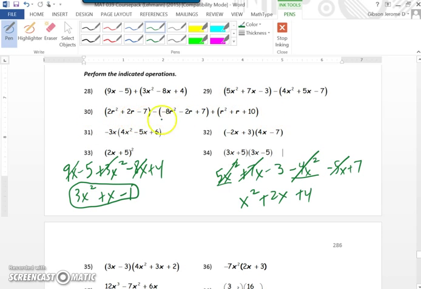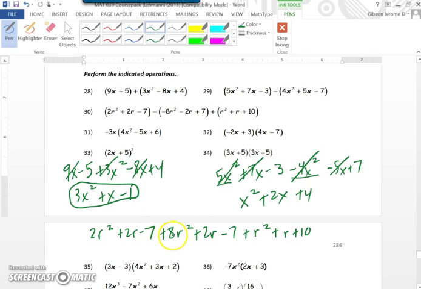Now, if you look here at problem 30, 30 is basically a combination of problems 28 and 29. Again, this first parenthesis, we would just drop the parenthesis. So we had 2r² + 2r - 7. The second parenthesis, since we have a minus sign in front of it, we would change the sign of everything inside that parenthesis. So this would become a positive 8r² + 2r - 7. And then the last parenthesis, since it has a plus sign in front of it, we would drop the parentheses and keep all of the signs. So we have plus r² plus r plus 10.